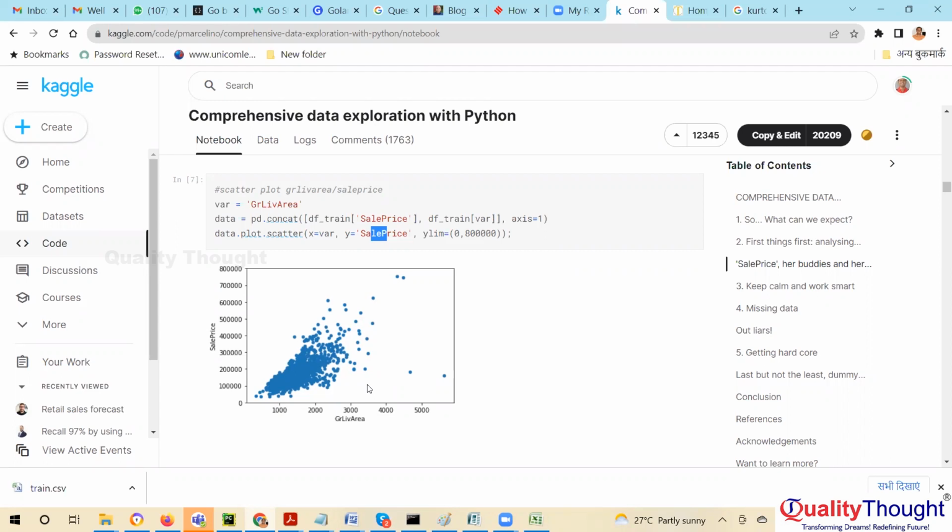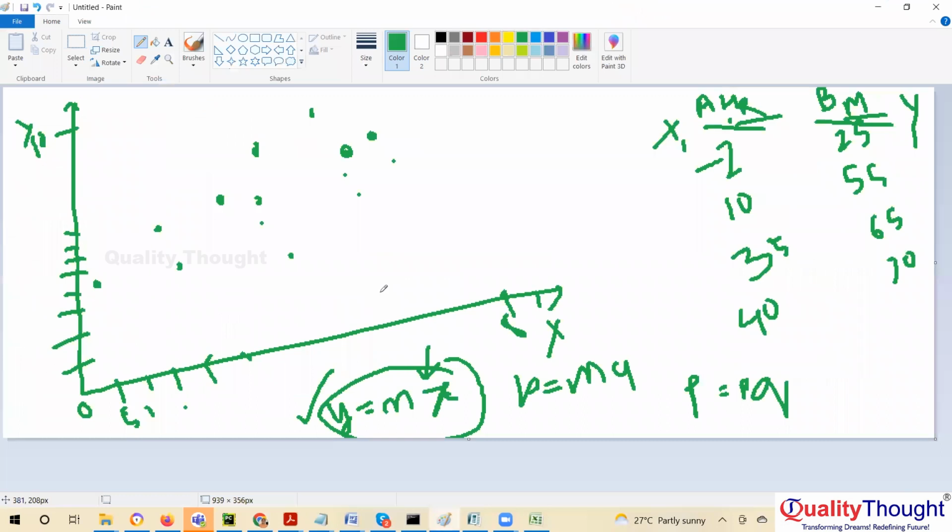So this is what we call a scatter plot, x and y. Now, when you see this, you see that mostly as the living area increases, sale price also increases. Here it is important to know the correlation. We find the correlation.